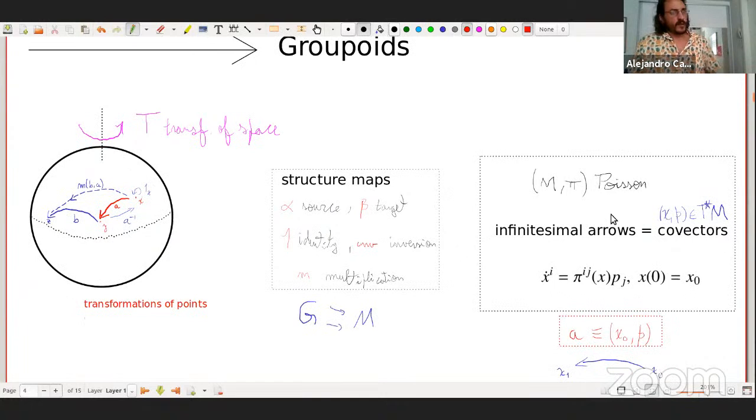In the context of Poisson geometry that we will be dealing with, there is a Lie theoretic way of addressing the resulting groupoid structure like this. We first think of infinitesimal arrows as given by covectors in M. I'm doing this in coordinates, but it could be done invariantly, just for simplicity. And the idea is that if you take such an infinitesimal arrow and you want to produce a finite arrow, one way of doing it is by solving this differential equation.